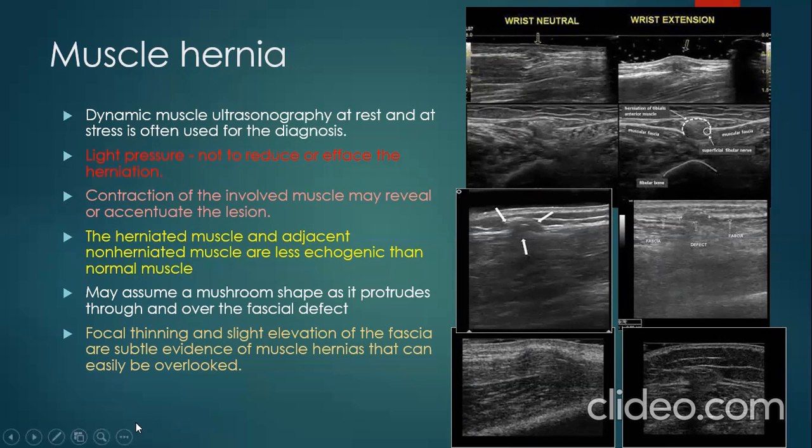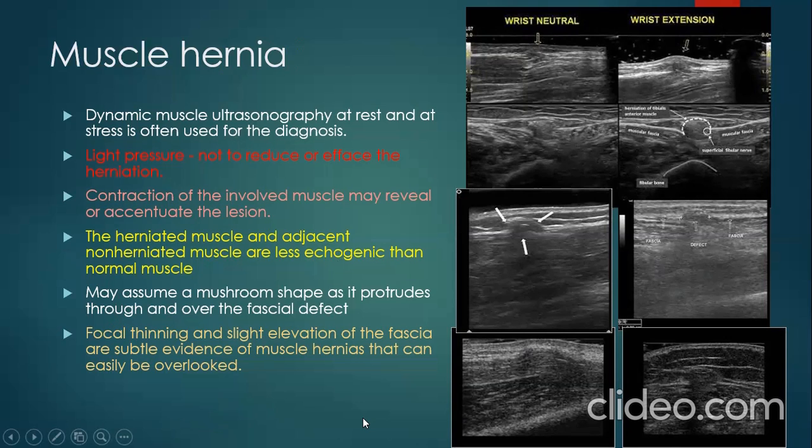And the herniated muscle and adjacent non-herniated muscle are less echogenic than the normal tissue. And this is possibly due to anisotropy or maybe atrophy due to the repetitive trauma due to the herniation of this muscle. Sometimes the hernia can assume a mushroom shape as seen here when it protrudes through the defect.